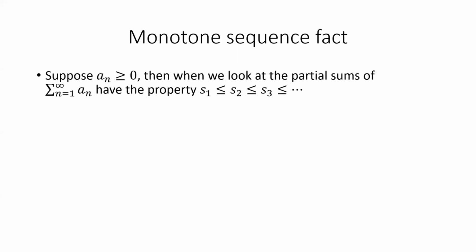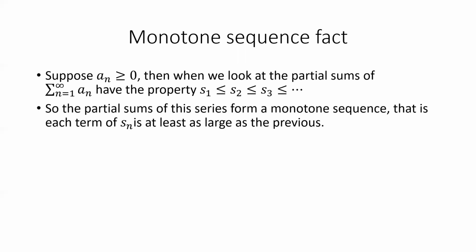So suppose we have a sequence where all the terms are positive. And then we want to look at the series associated with it. So we want to look at the partial sums. And since all the terms are positive, every time you add a new one in, it makes the partial sum bigger. And so S1 is less than or equal to S2 is less than or equal to S3 and so on. So the partial sums form a monotone sequence. That means each term just simply is at least as large as the previous one.